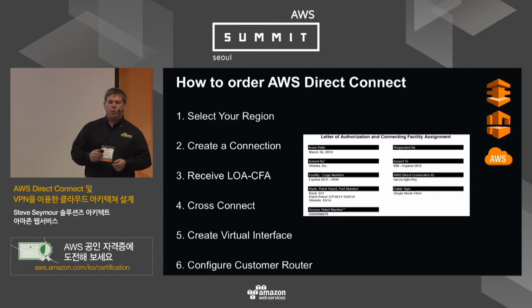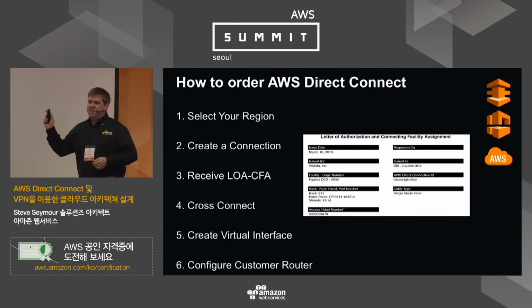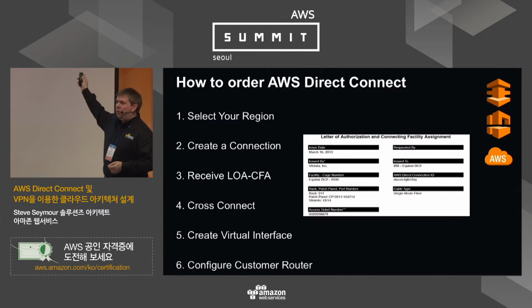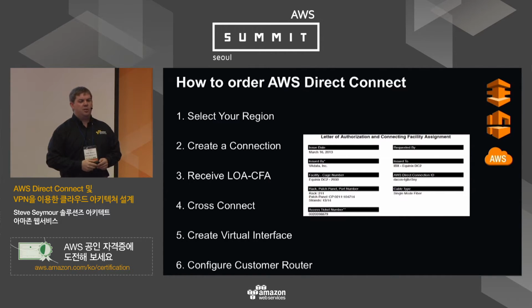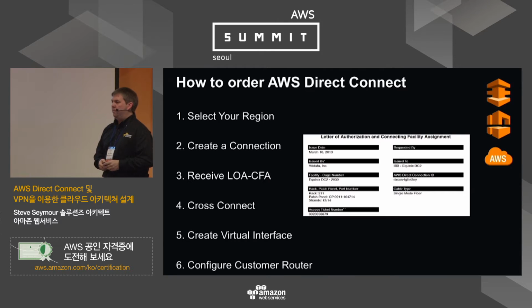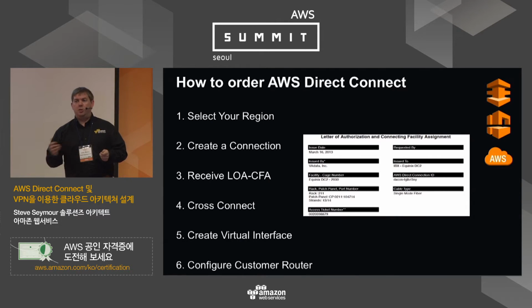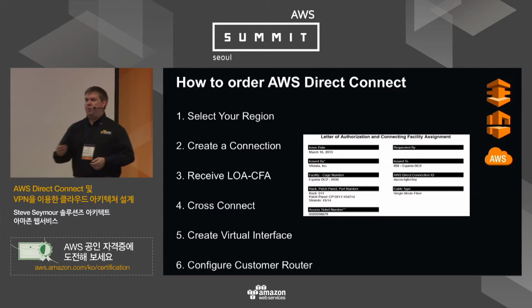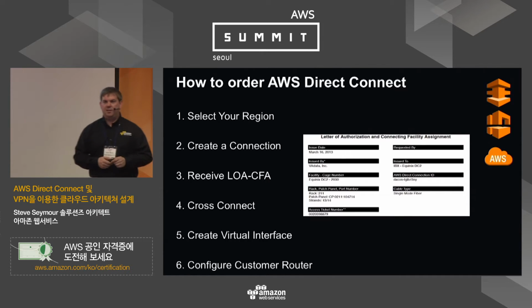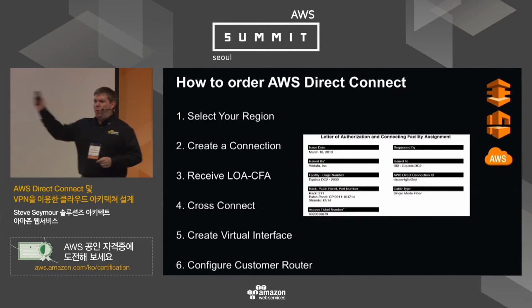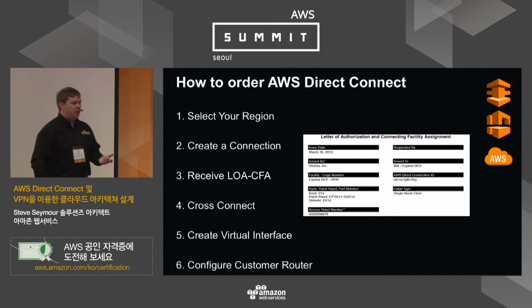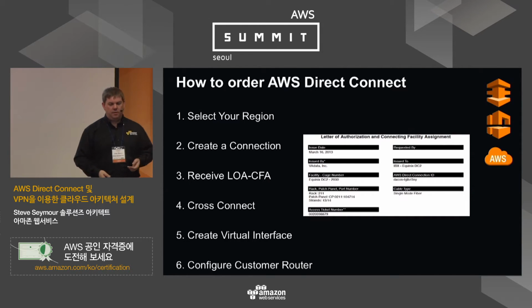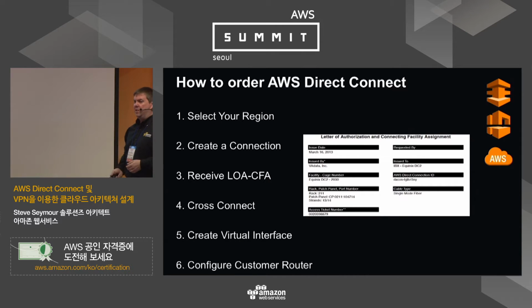Within 72 hours, we will then issue you an LOA CFA. This is an example of it. It's a letter of authorization connecting facility assignment. And what that means is, this is the port on the Amazon routers that you're allowed to connect to. More accurately, that the location provider will connect you to when they do a cross-connect. So now that we know where the port is, the next step is to order the connection between your equipment and AWS. This is called a cross-connect. And then you can configure the virtual interfaces.